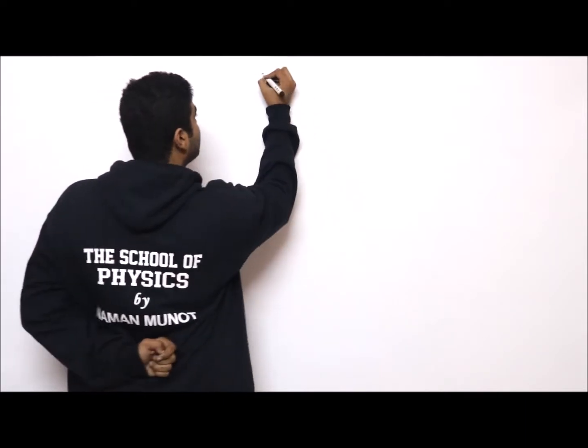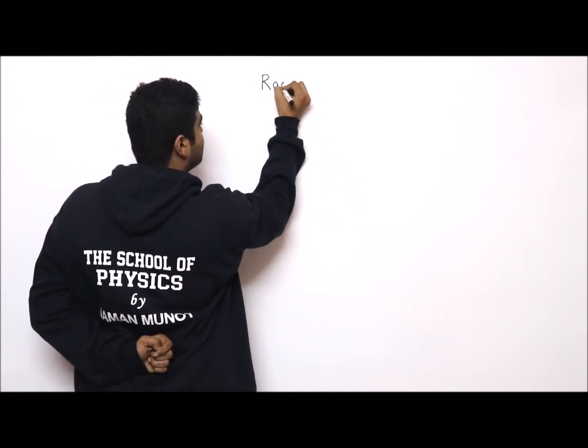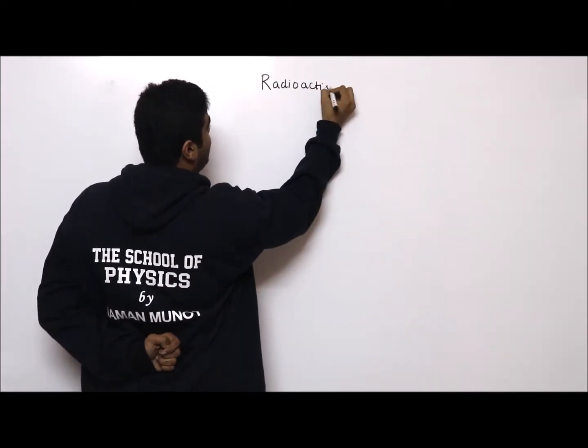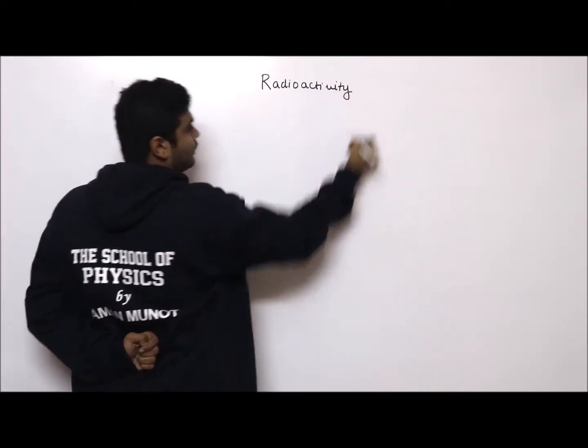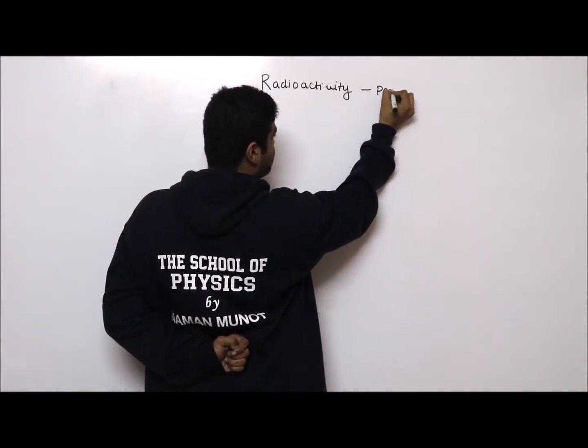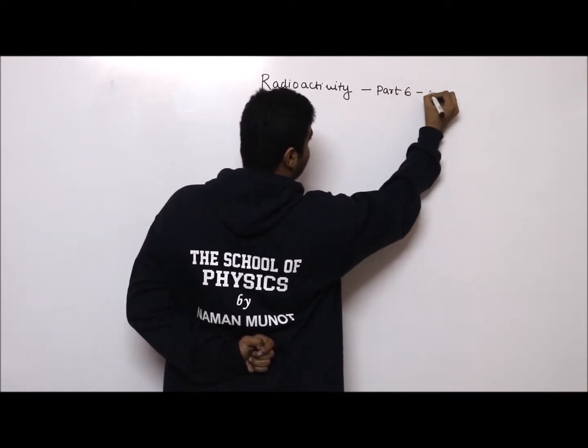So today we are going to do part 6 of our modern physics series, and today we are going to see radioactivity. I hope you heard this song, Radioactive. Okay, so radioactivity, this is part 6 of modern physics.